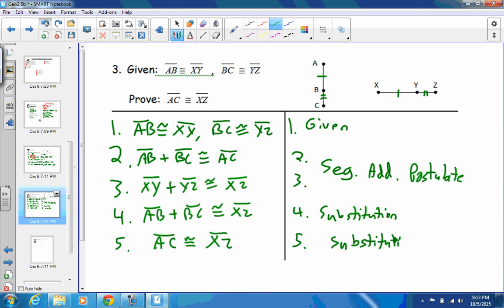Because technically the substitution property is just of equality, we're going to make one of congruence right now. And we got to what we need to get to, right? AC is congruent to XZ. Yippee! Okay, I have one more proof for you. Just one more.